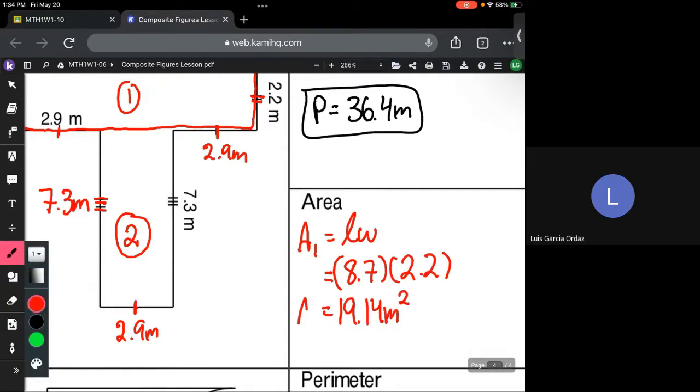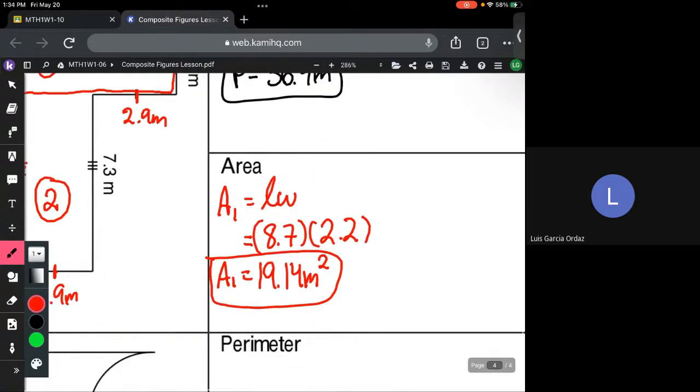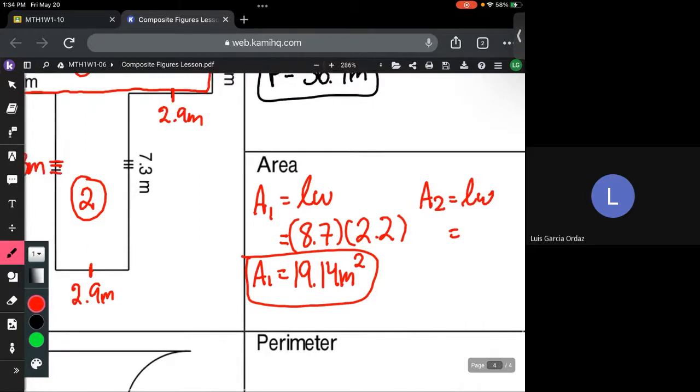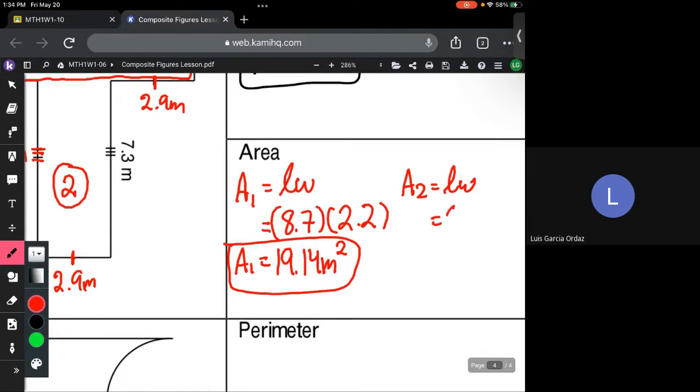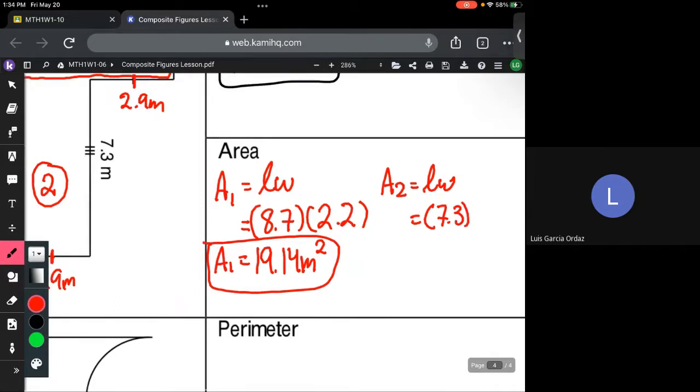So the area of shape 1 is 19.14 meters squared. So again, area of shape 2 is length times width. What is the length and the width of shape 2? Maya. Yep. So 7.3 times 2.9. And what would that give me?